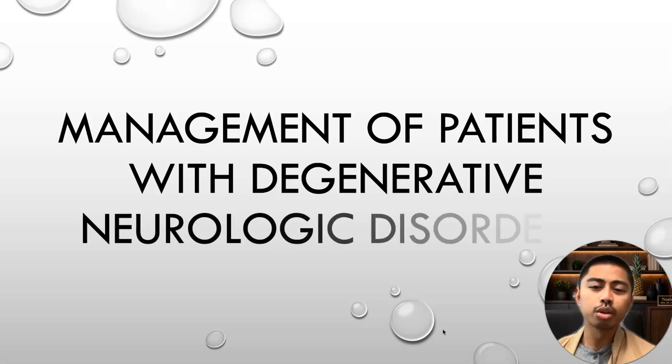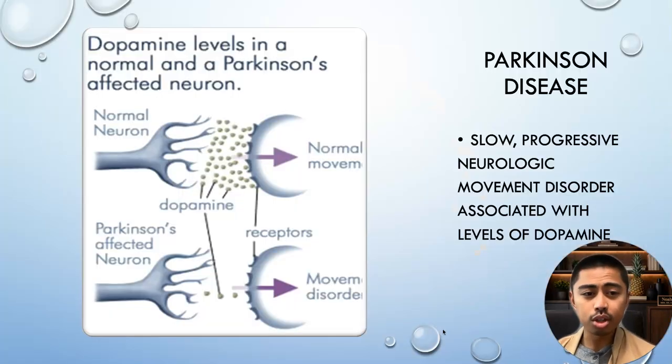So let's talk about degenerative neurological. For Parkinson's, this is going to be your slow, progressive neurological movement disorder. This is a loss of dopamine in the substantia nigra. And one way to remember the patho behind Parkinson's disease is that there's no dope in the park. It's a loss of dopamine that leads to impaired motor control. It causes movement disorders such as bradykinesia, rigidity, tremors, postural instability, and this condition is chronic and progressive. The goal here is symptom control and preservation of their independence.